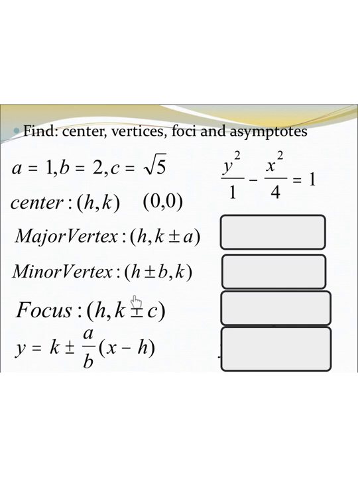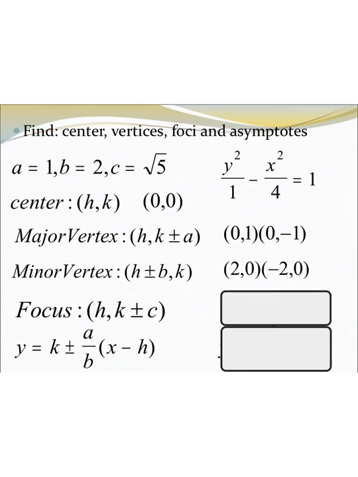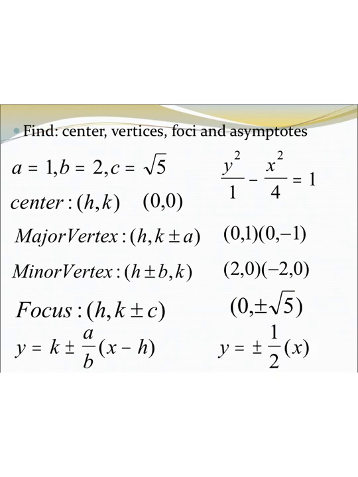Taking my a, b, and c values and also my h and k values, I can plug them into the following equations to fill out the rest of my pieces. For my major vertices, we're going to have the points (0, 1) and (0, negative 1). For my minor vertices, we have the points (2, 0) and (negative 2, 0). For my focus points, we'll have (0, plus or minus radical 5). And finally, for my asymptotes, we'll have y equals plus or minus 1/2 times x.